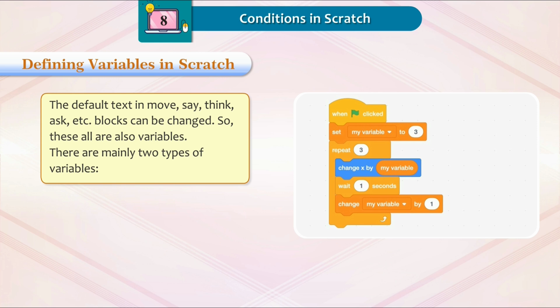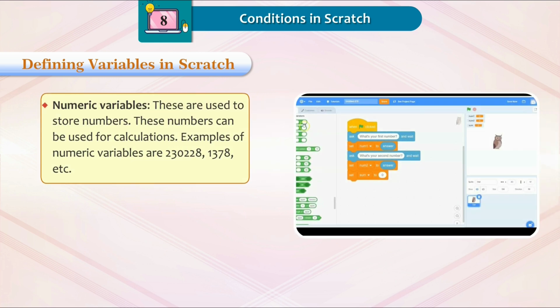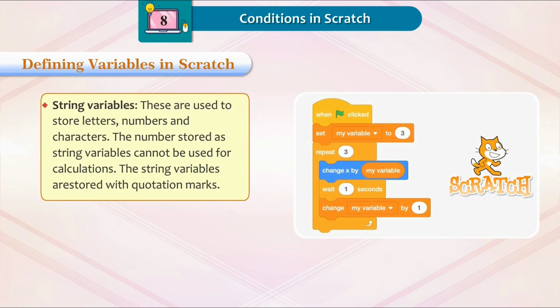There are mainly two types of variables. Numeric variables. These are used to store numbers. These numbers can be used for calculations. Examples of numeric variables are 230228, 1378, etc. String variables.